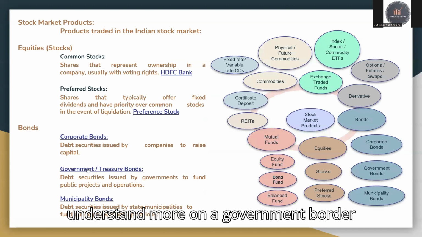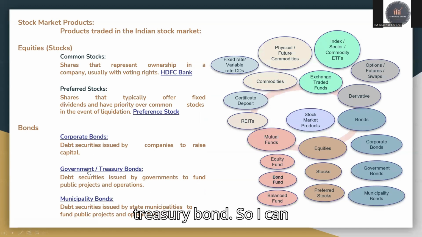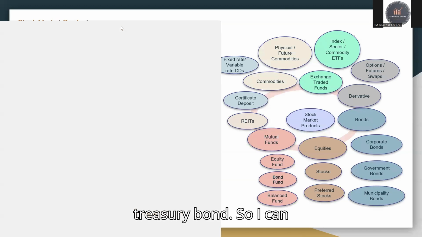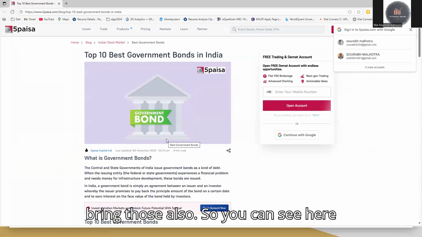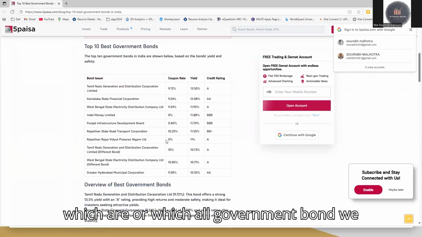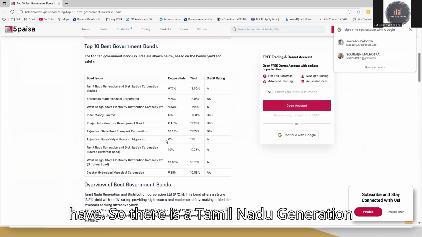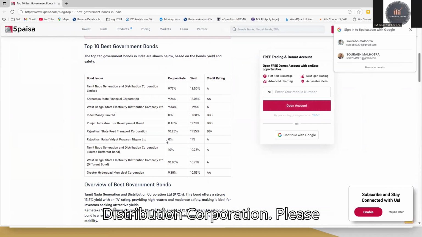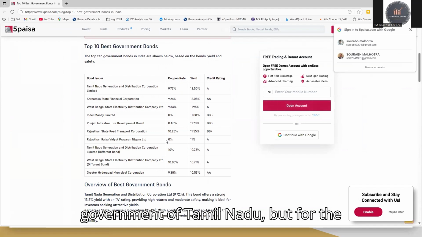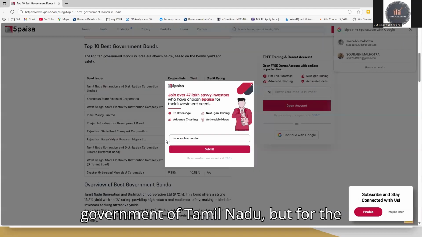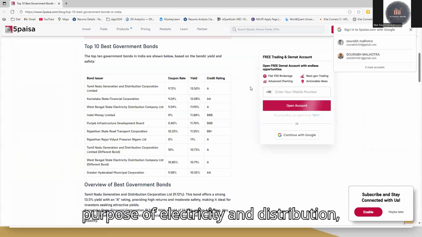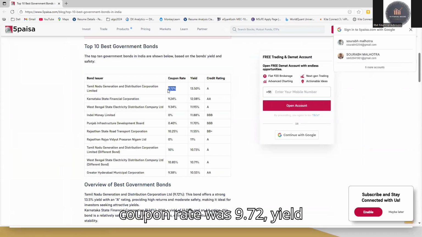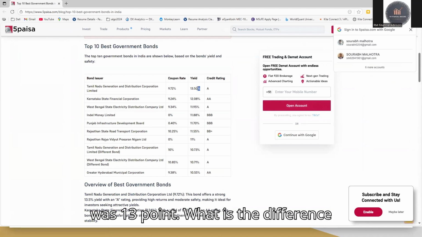But I want to understand more about a government bond or treasury bond. So I can bring those also. So you can see here which government bonds we have. There is the Tamil Nadu Generation and Distribution Corporation. Please understand this bond is issued by the government of Tamil Nadu, but for the purpose of electricity generation and distribution. Coupon rate was 9.72. Yield was 13 point.